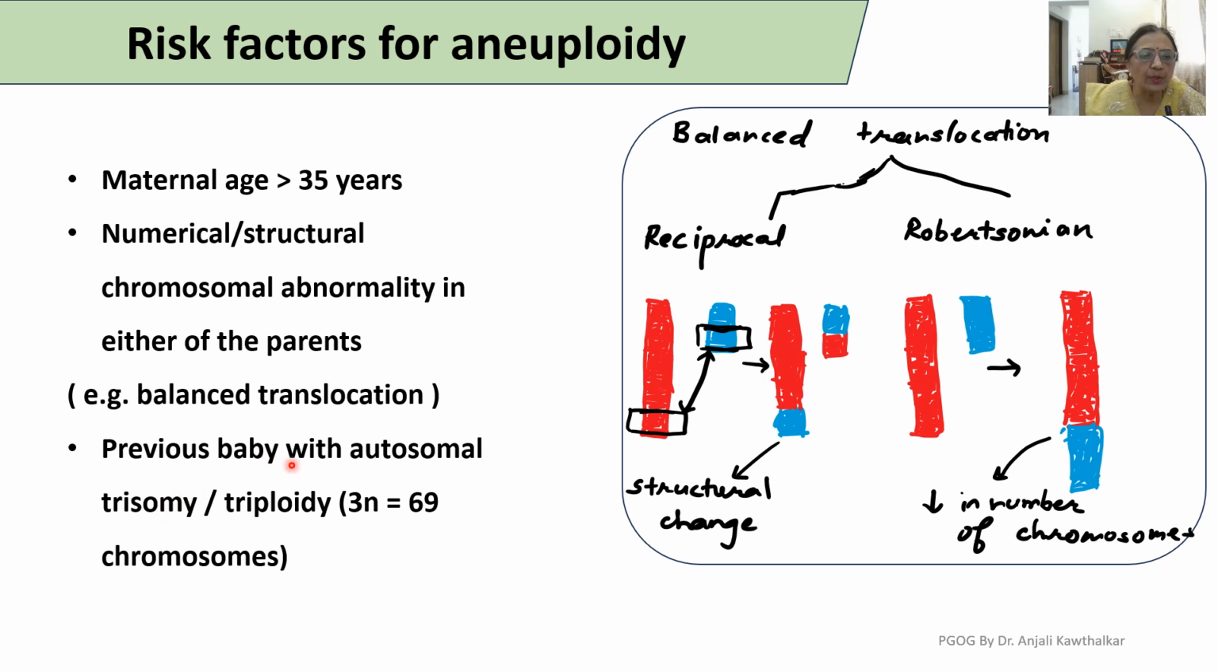The third risk factor is a previous baby having any autosomal trisomy or triploidy. Triploidy is where the number of chromosomes is, rather than 46, that is, 23 is the single number, 2n comes to 46, whereas 3n comes to 69. So in triploidy, the person will have 69 chromosomes.